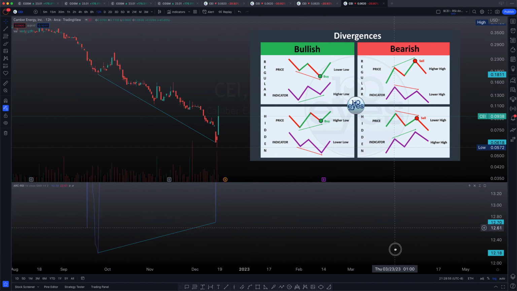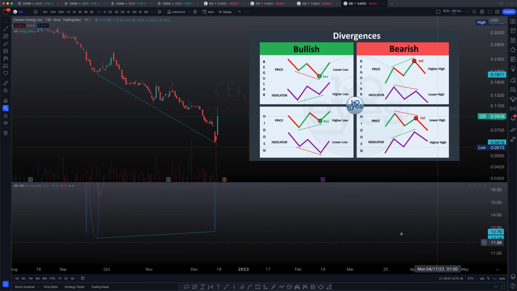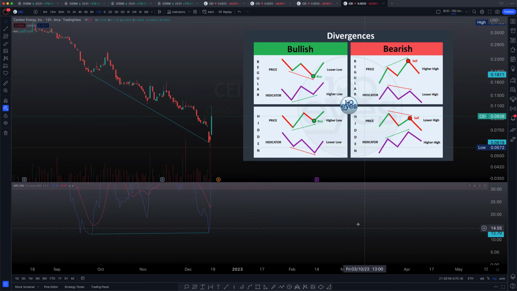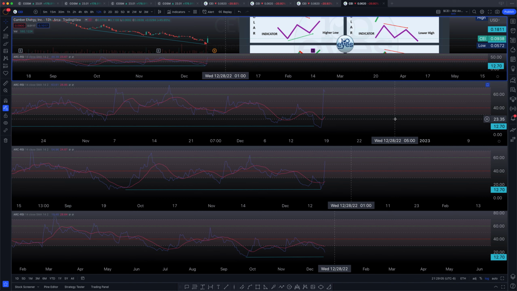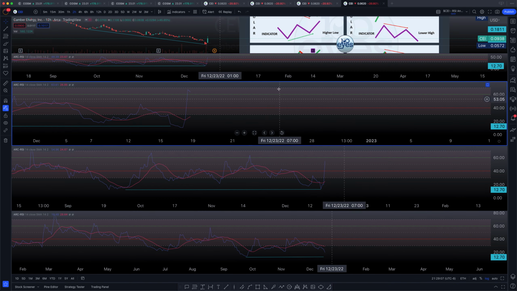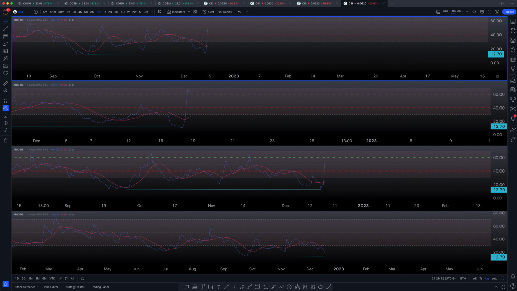So now let's look at the targets one more time, because take a look at this. If we're looking at a multi-pane here, we can see that there is a slight pullback on the hourly, right? Let's look at the 30-minute.